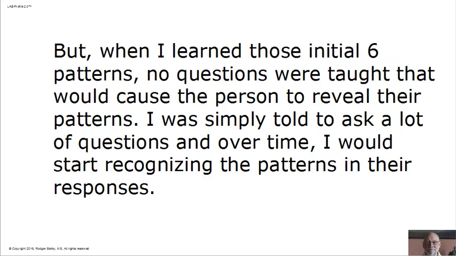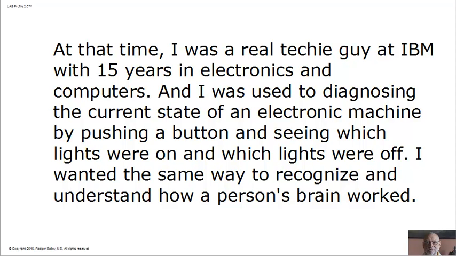But when I learned those initial 6 patterns, no questions were taught that would cause the person to reveal their patterns. I was simply told to ask a lot of questions, and over time, I would start recognizing the patterns in their responses. At that time, I was a real techie guy at IBM with 15 years in electronics and computer hardware and software, and I was used to diagnosing the current state of an electronic machine, a computer, by pushing a button and seeing which lights were on and which lights were off.